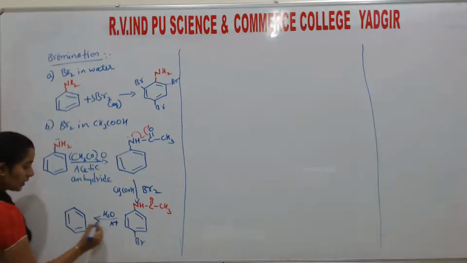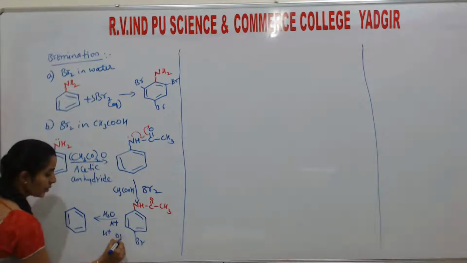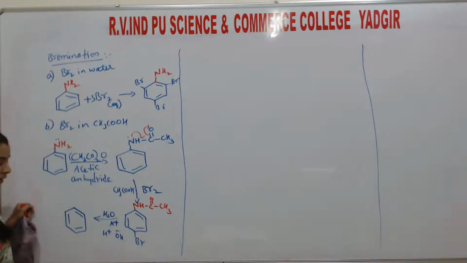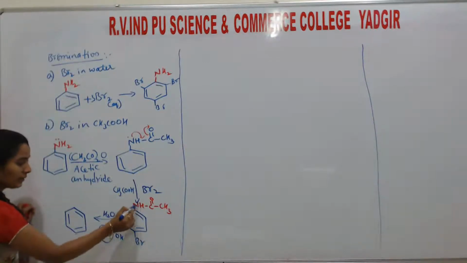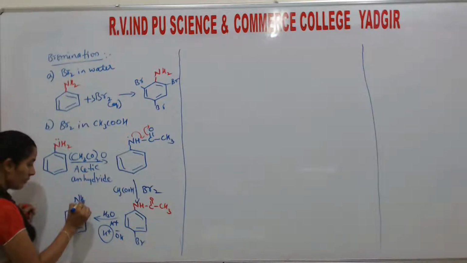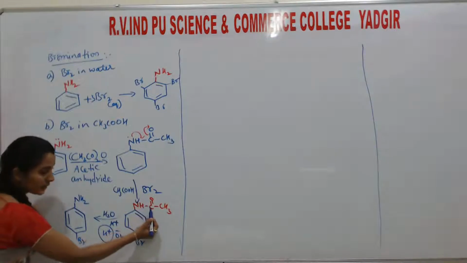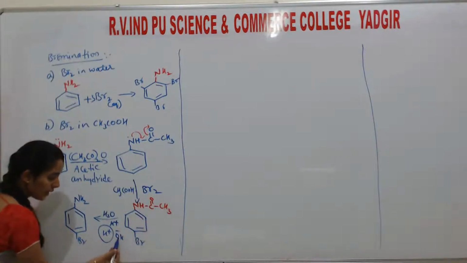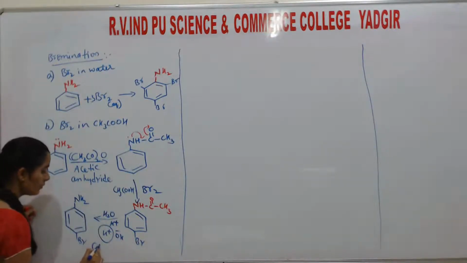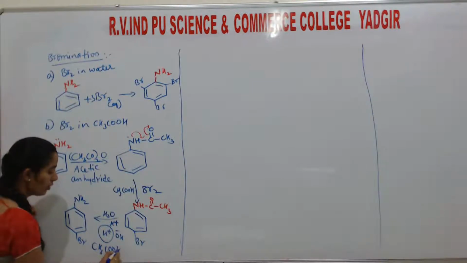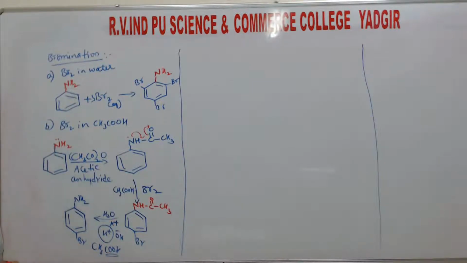So listen, here H2O means it is H plus and OH minus, correct? So this H plus combined with this NH2 and forms NH2 here. This C double bond O CH3 combined with this OH forms CH3COOH. Understand? So this is the reaction.